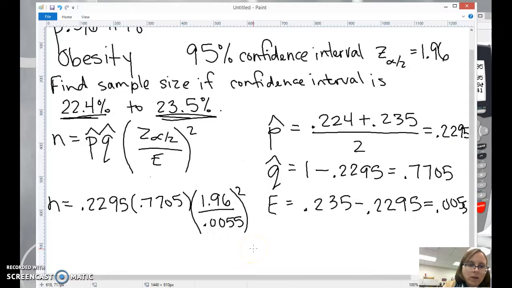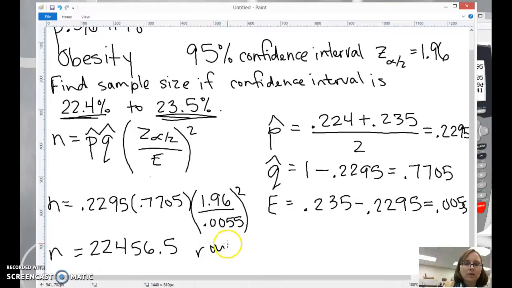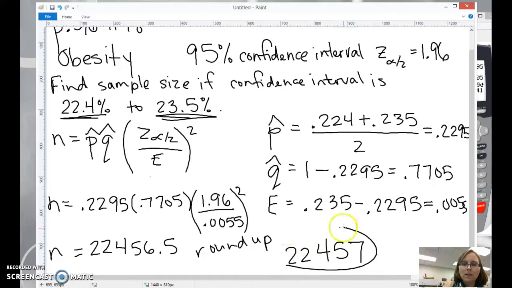22456.5. Since we're talking about a sample, we want to round up to 22,457. I realize that's not the answer that I gave you in class today, but at least I'm following the directions that I was given, and this is what I come up with.